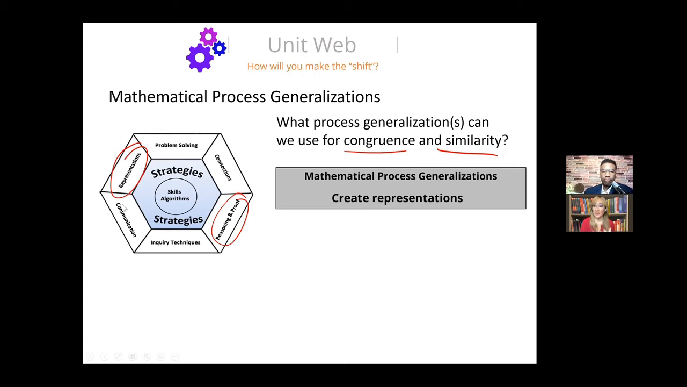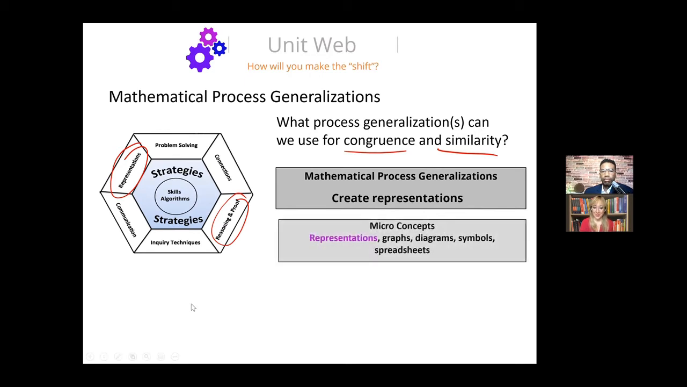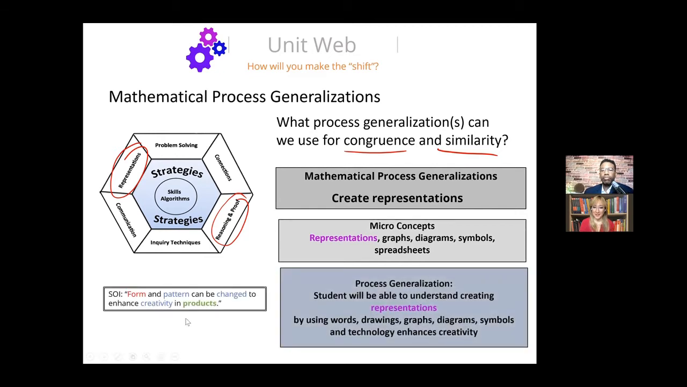Excellent. And I think that gives teachers good guidance on how to choose the mathematical process. Take a look at the content and the standards, and then choose 1 or 2 of these 6 processes for 1 unit to explicitly teach, so that students can understand how to create representations. If we have a look at the micro concepts that were generated, they were representations, looking at different graphs, diagrams, symbols, and even spreadsheets as a representation. And if we were to put this in a sentence of relationship to create this process generalization, we have students who will be able to understand creating representations by using words, drawings, graphs, diagrams, symbols, and technology enhances creativity.